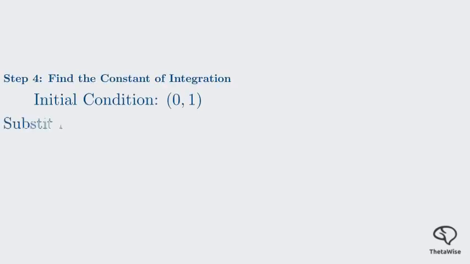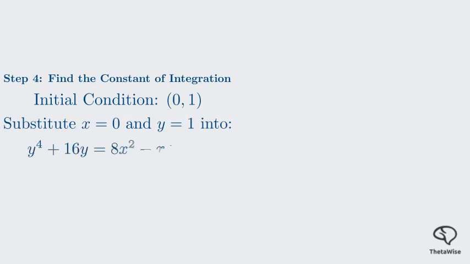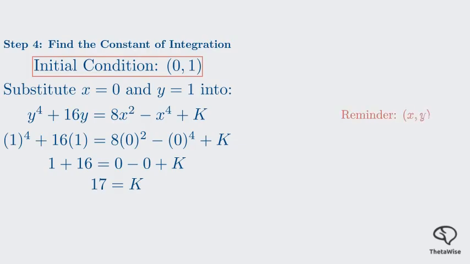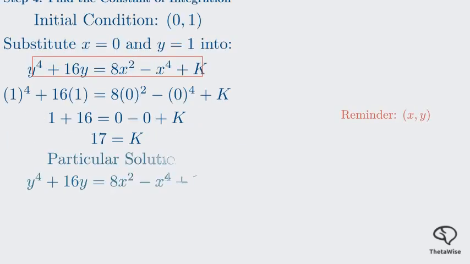Now we use our initial condition, the point (0, 1), to find the specific value of our constant. This is what turns a general solution into a particular solution. Substitute 1 for every y and 0 for every x. We find that k equals 17. Double-check your substitution here. It is easy to accidentally flip the x and y values, especially when one of them is 0. Always remember that the coordinate pair is written as x, y.